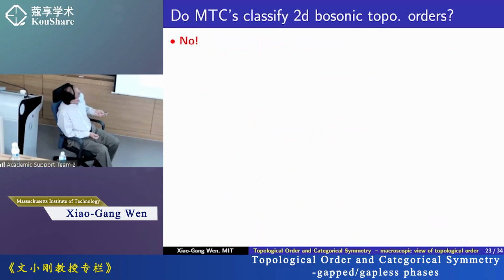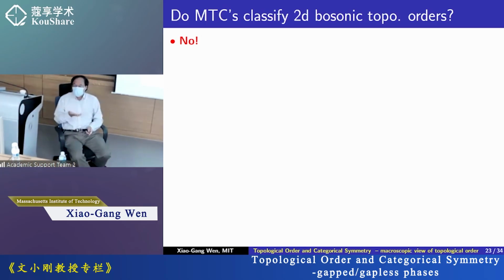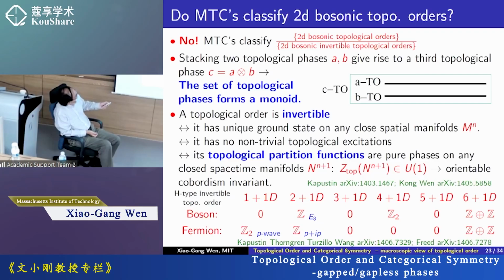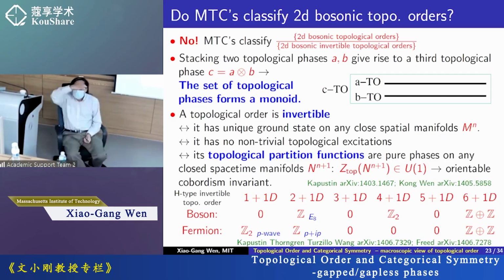Then, does MTC classify two-dimensional topological order? Because we say that every MTC is realizable, it looks like it's a complete theory for excitations. If you know everything about the excitations and everything about the defects, then we should know the bulk topological order. So we should say it classifies two-dimensional bosonic topological order. Still, the answer is no. However, it classifies something like two-dimensional bosonic topological order up to invertible topological order. There is an invertible topological order which cannot be seen by MTC.